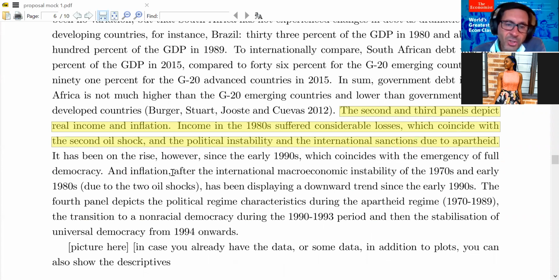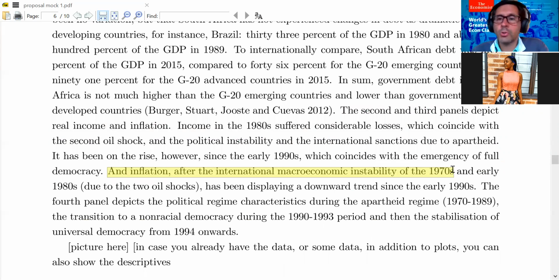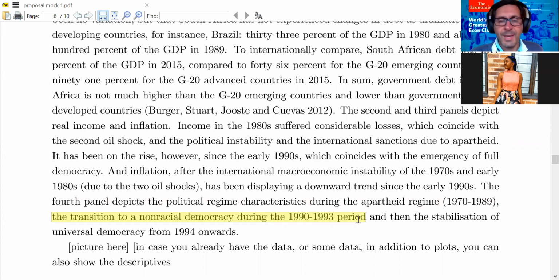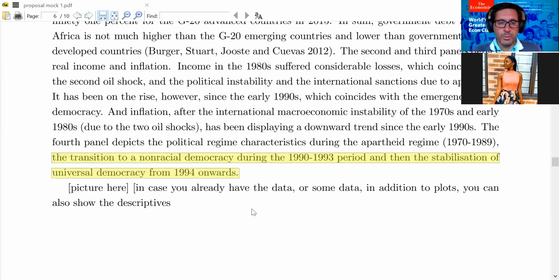And inflation, after the international macroeconomic instability of the 1970s, the oil shock, and the second oil shock in the early 1980s, has been displaying a downward trend since the early 1990s. The fourth panel depicts the political regime characteristics: the apartheid regime, 1970 to 1989. The apartheid started earlier, we know that, folks, but my data starts in 1970. Then the transition to a non-racial democracy during the 1990 to 1993 period, and then the stabilization of universal democracy from 1994 onwards.